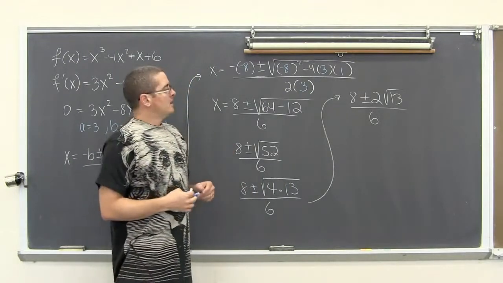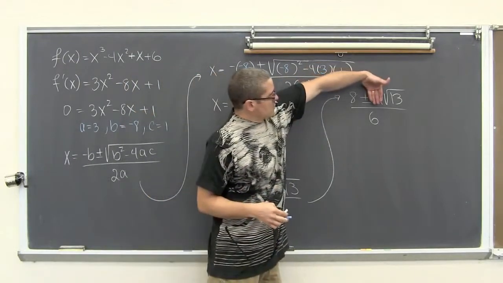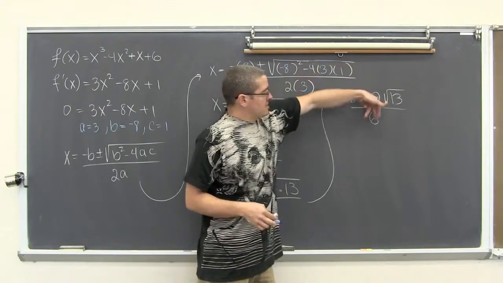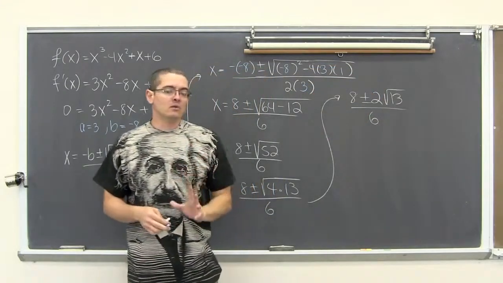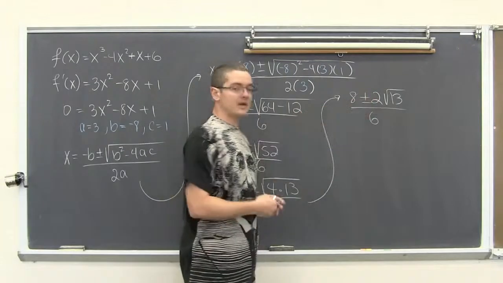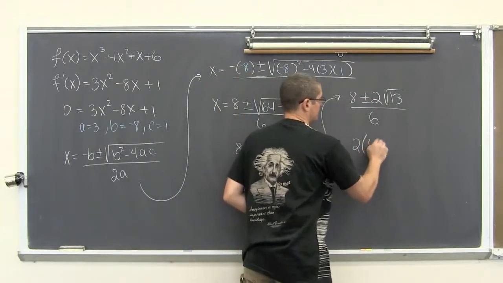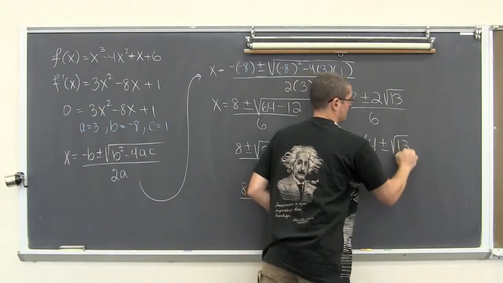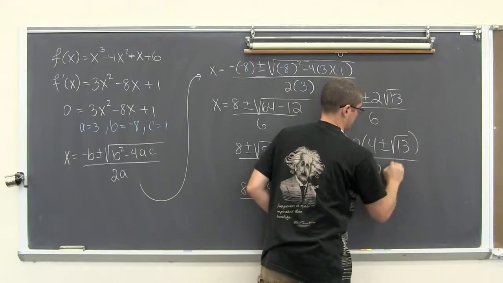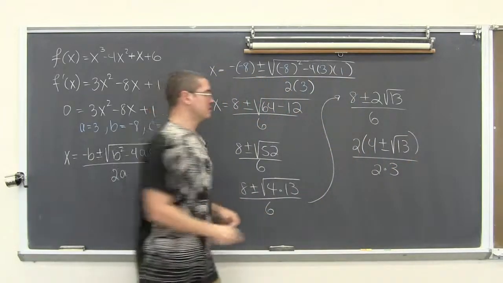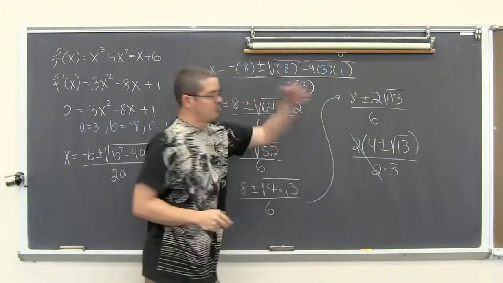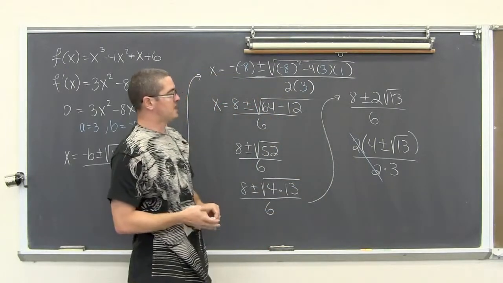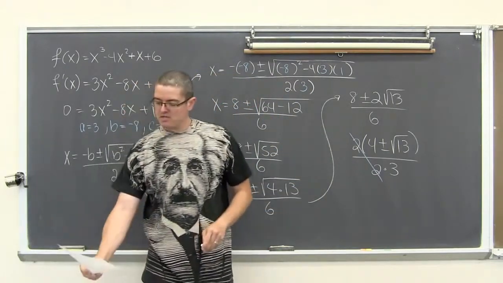They're all even. If there was a 1 there and it was just the 8 and the 6 which were even, nothing would reduce. But we can factor a 2 out of here. Factor 2 out of the 6, cancel those 2's out, and there's your answer: 4 plus or minus square root of 13 over 3. Double check my notes here.